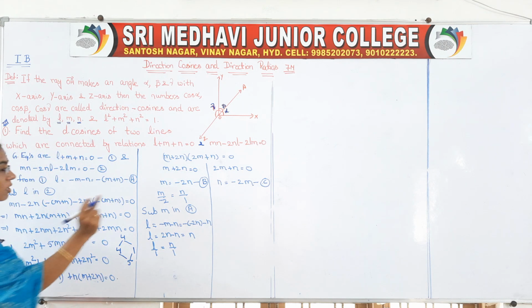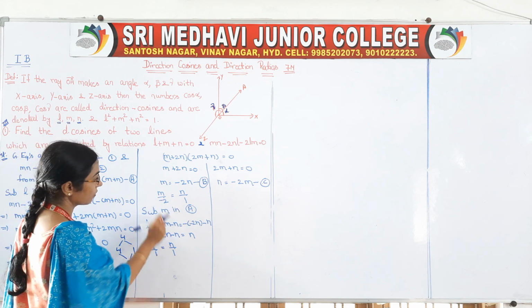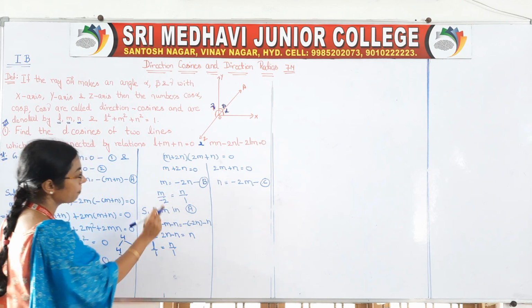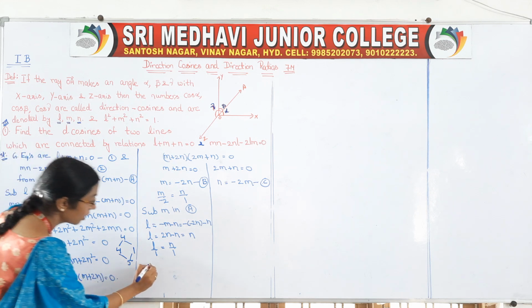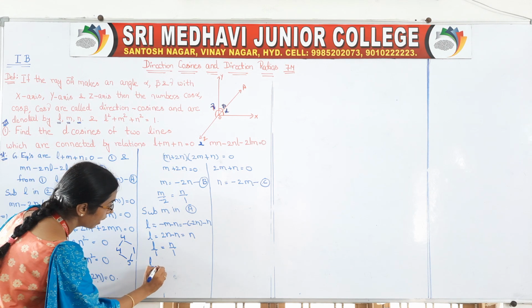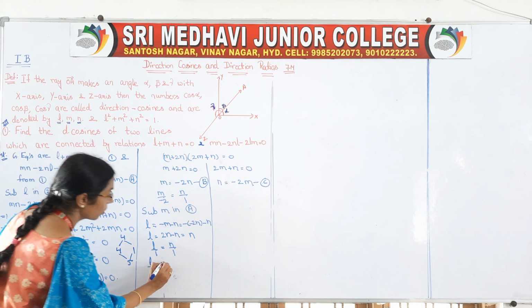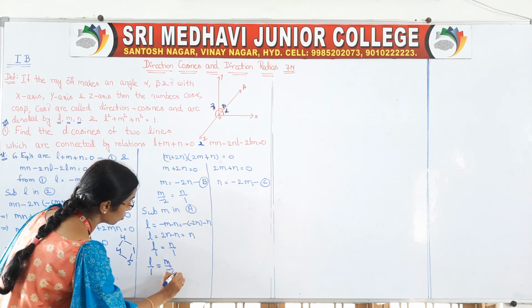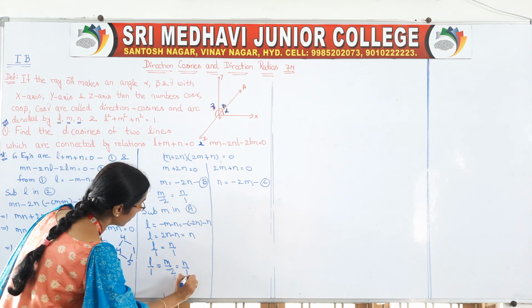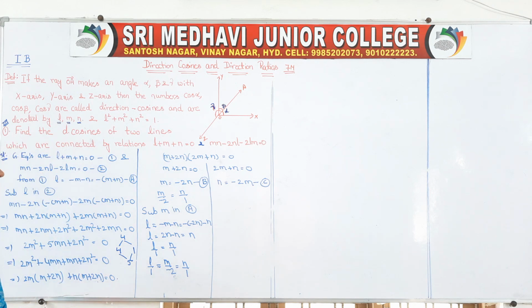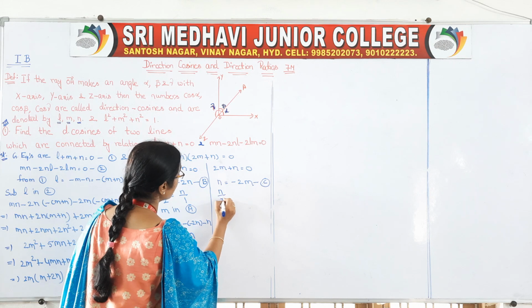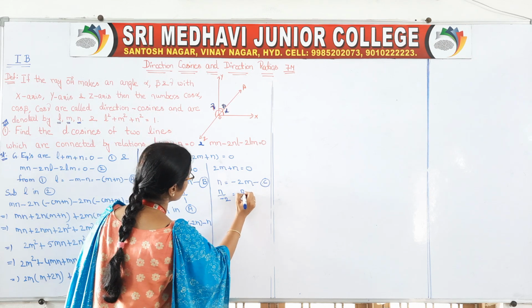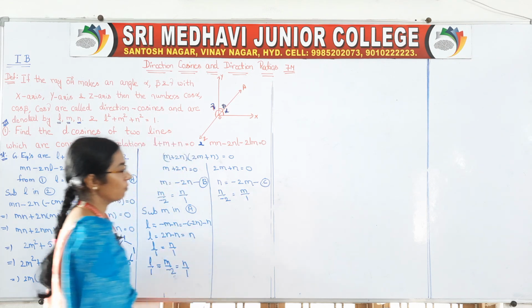Okay, so now observe this one and this one. n by 1 is m by minus 2. L, m, n are in order. So you take L by 1 is equal to m by minus 2 is equal to n by 1. Okay, similarly from this also you can write this as n by minus 2 is equal to m by 1.